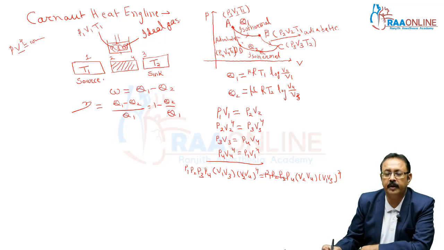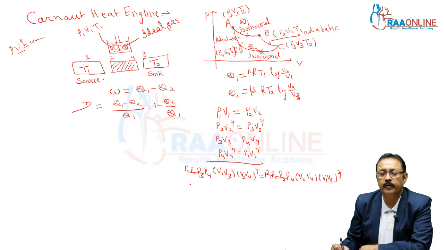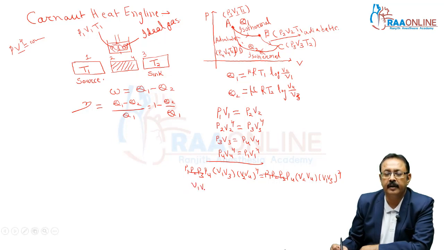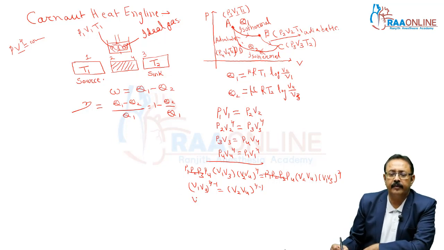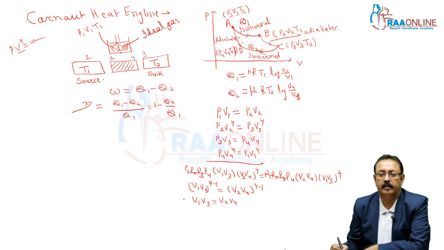Cancel this P1, P2, P3, P4. You will get V1, V3 raised to the power gamma minus 1 is equal to V2, V4 raised to the power gamma minus 1. So what we are getting, V1 V3 is equal to V2 into V4, which means V2 upon V1 is equal to V3 upon V4.